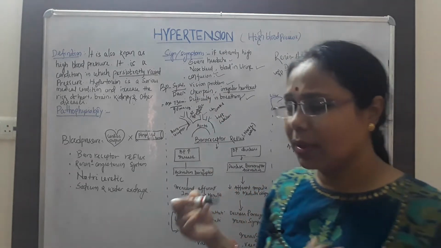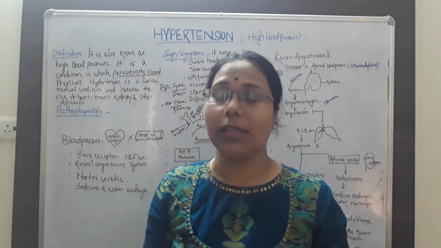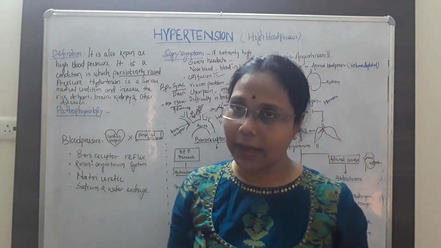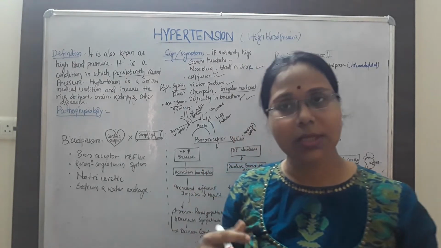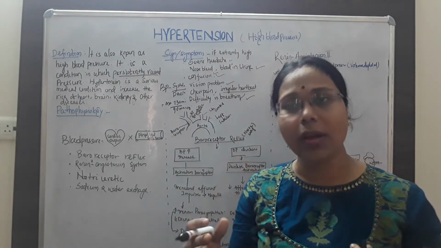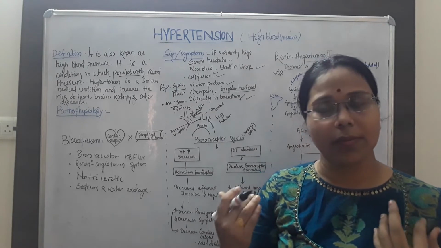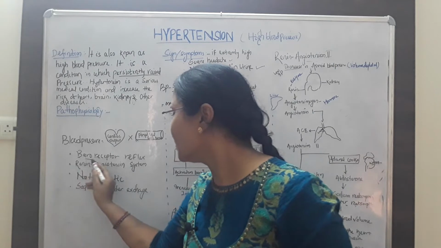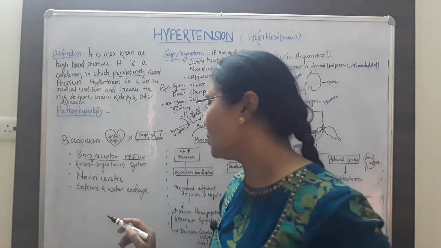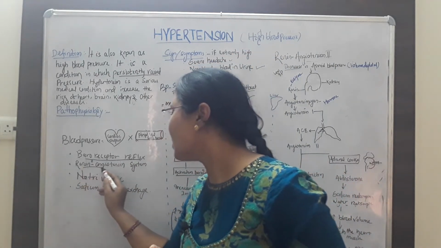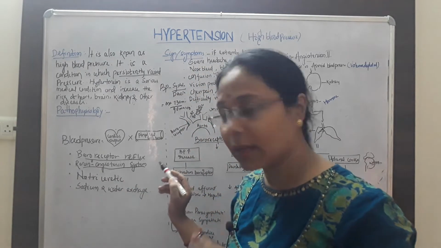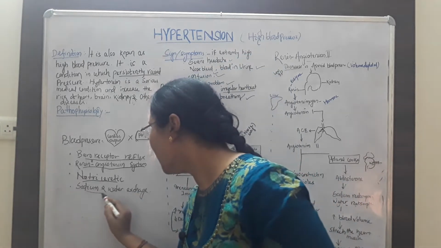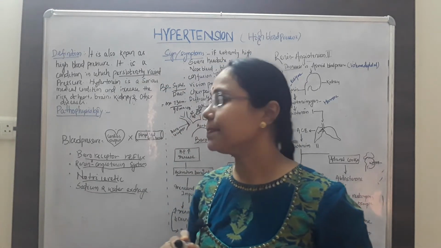The next one is pathophysiology. What is pathophysiology? It is the mechanisms created by our body by which the body controls the blood pressure level. So what are they? One is the Baroreceptor Reflex. Another is the Renin Angiotensin mechanism. Next is the natriuretic and sodium and water balance.